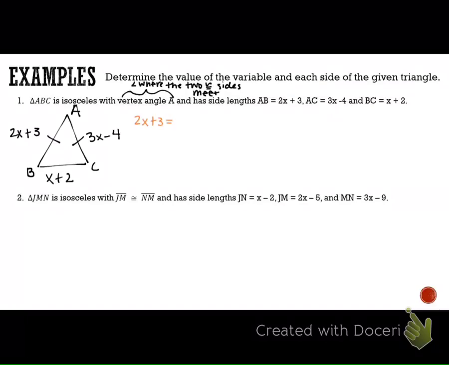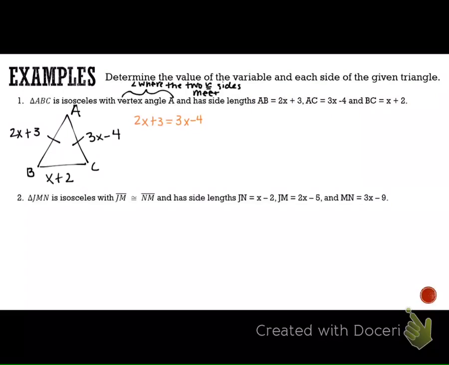2x plus 3 and 3x minus 4 have the same marking, which makes them congruent. And if two things are congruent, they are equal.